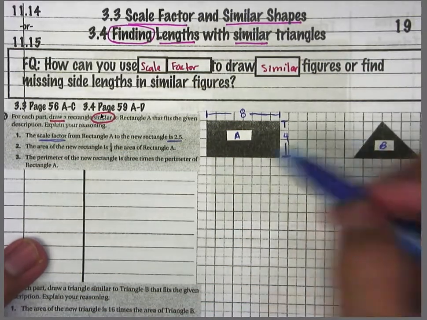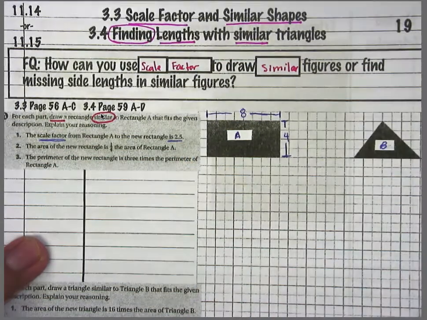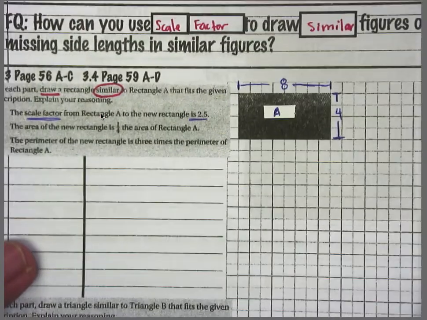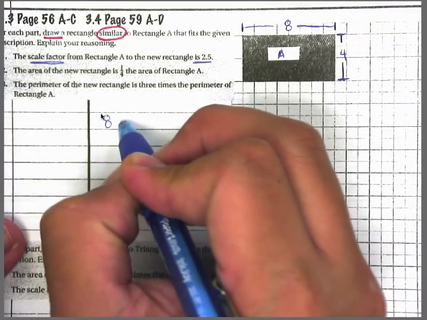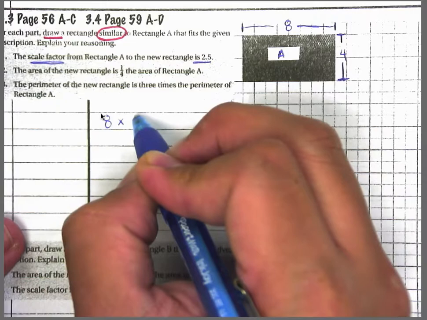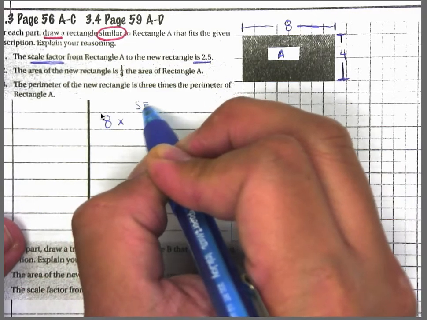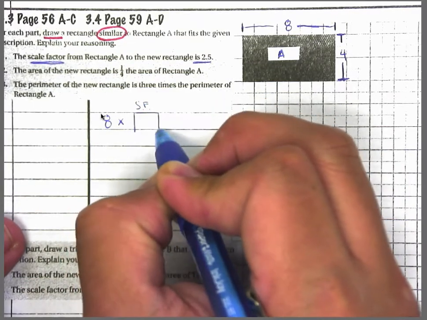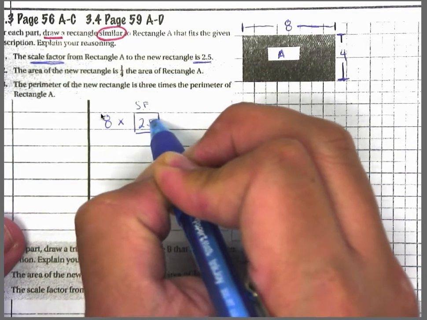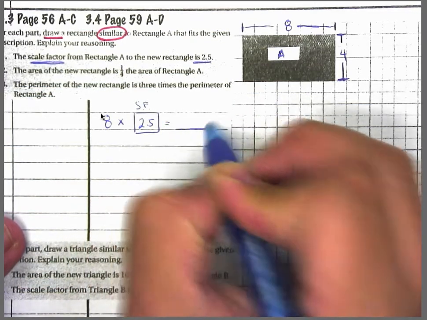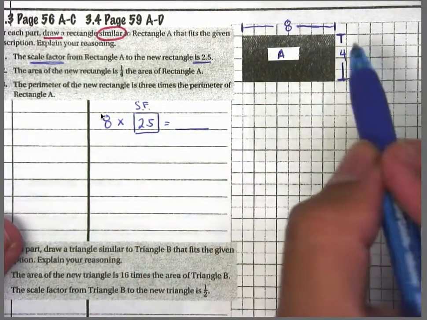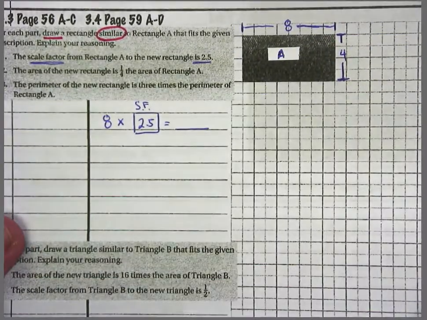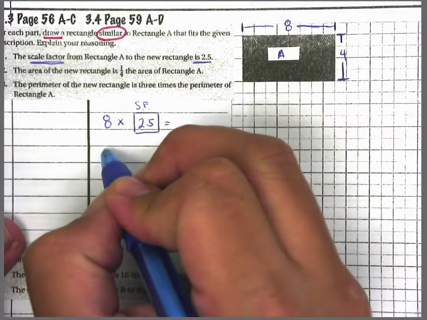Okay, now our goal is 2.5. So I'm going to zoom in here a little bit so we can see what it looks like a little bit clearer. Okay, our goal is 2.5. So I have a side length of 8. So I'm going to use my scale factor, which we know is 2.5, and then I should get my new width, my new value of my across left and right. And I'll do the same thing with my 4.